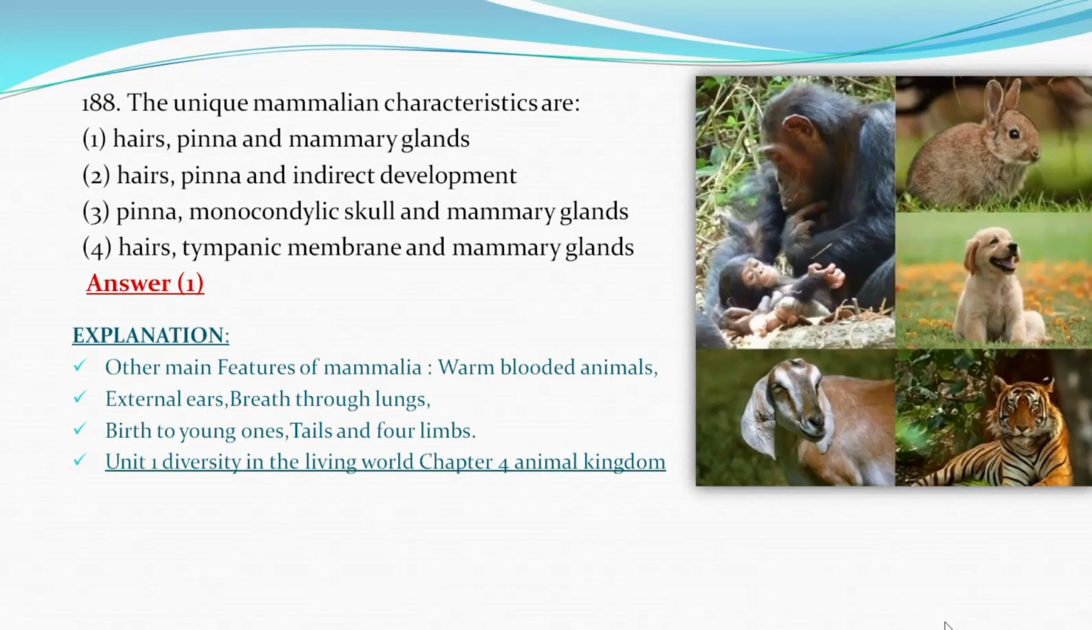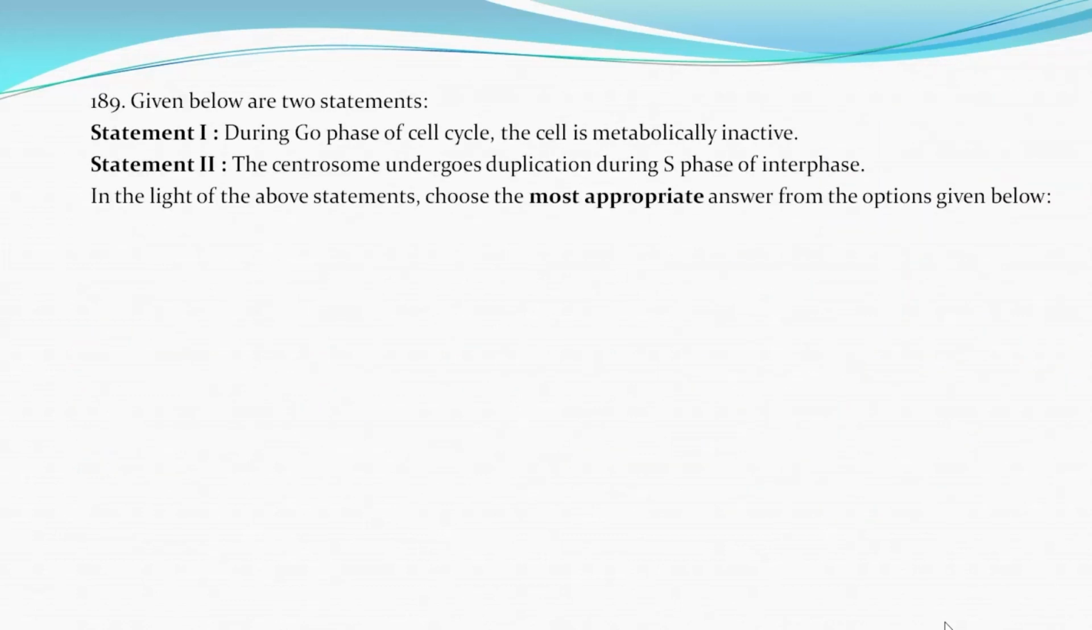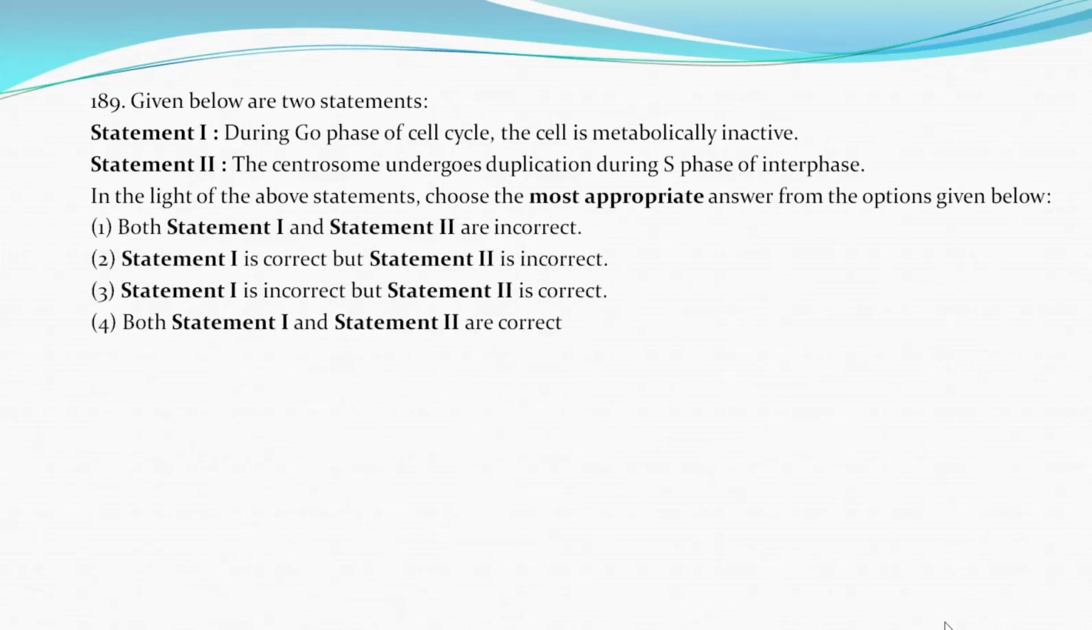This question is taken from Unit 1, Diversity in the Living World, Chapter 4, Animal Kingdom. The next question is, given below are two statements. Statement 1, during G0 phase of cell cycle, the cell is metabolically inactive. Statement 2, the centrosome undergoes duplication during S phase of interphase. In the light of the above statements, choose the most appropriate answer from the options given below.